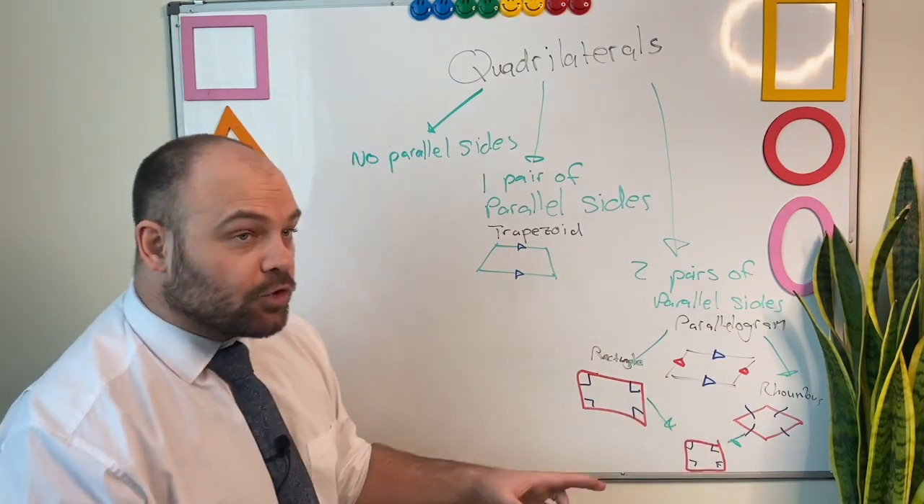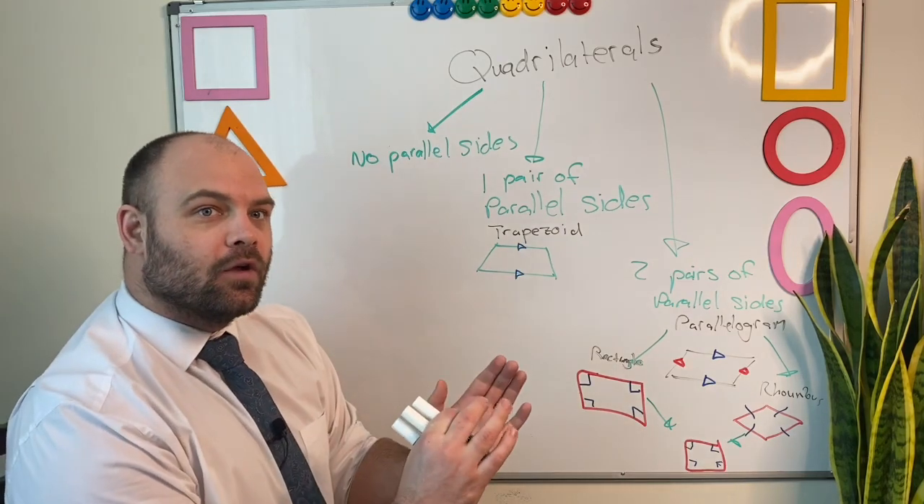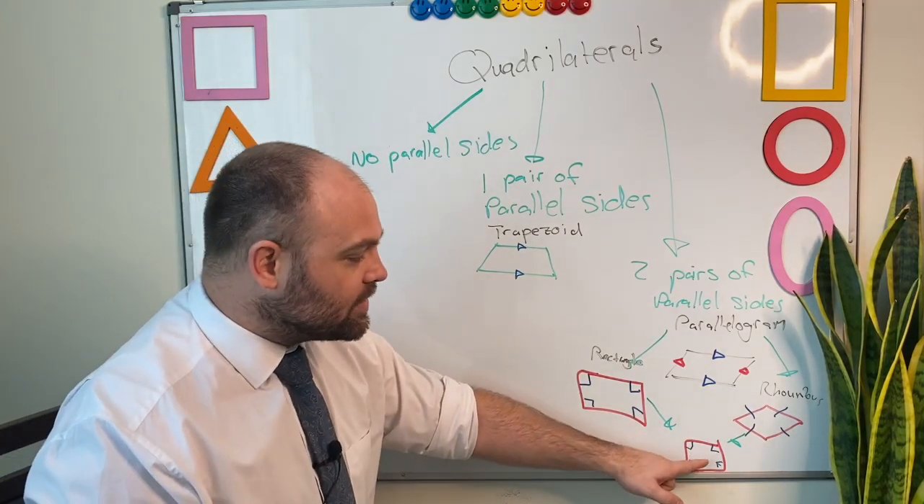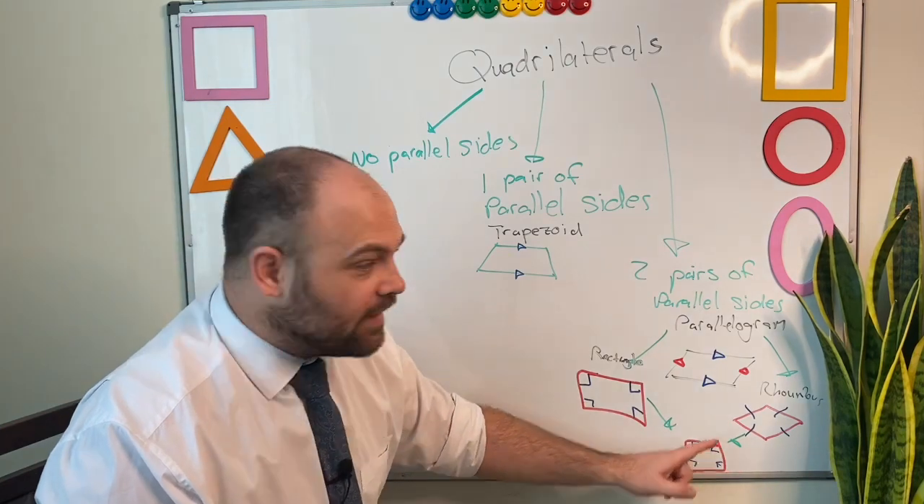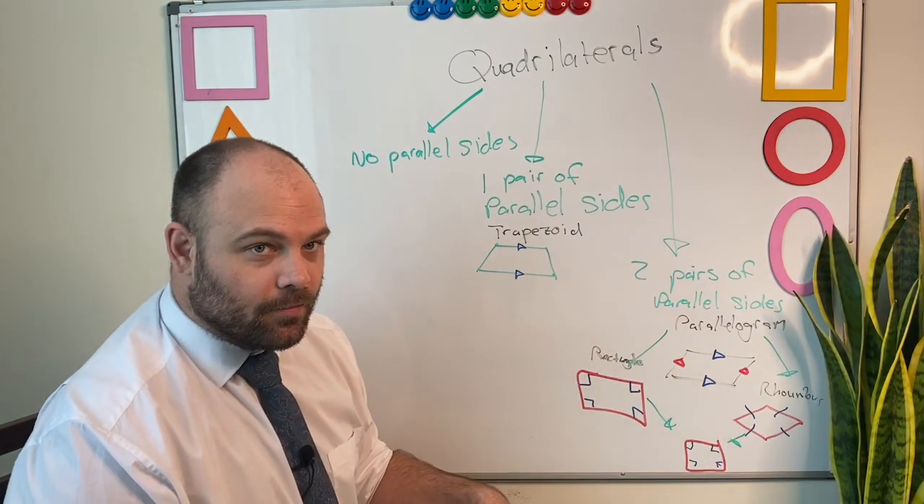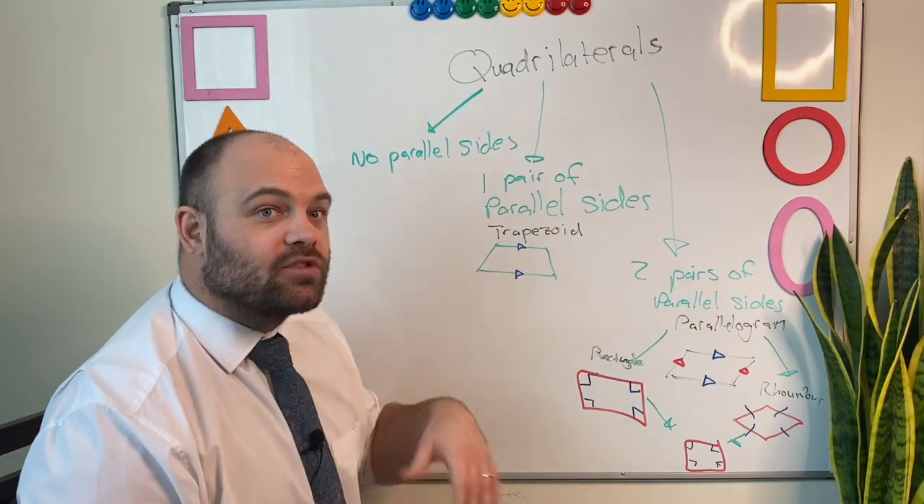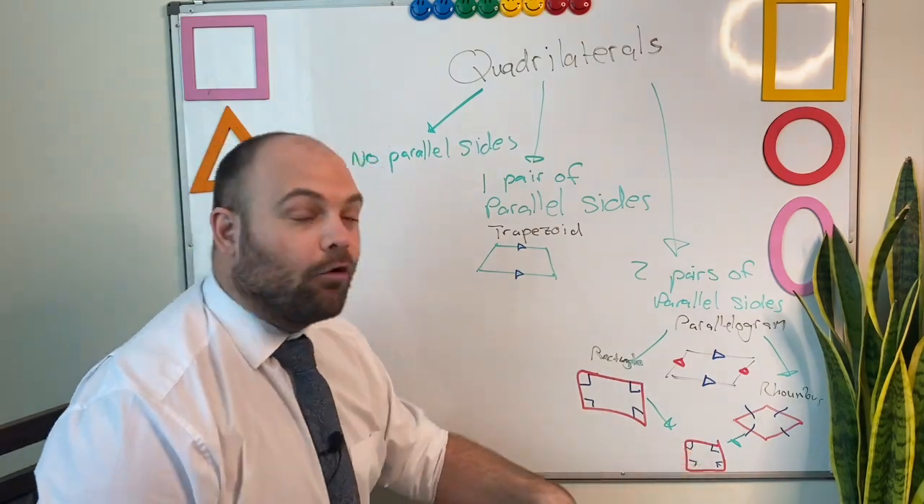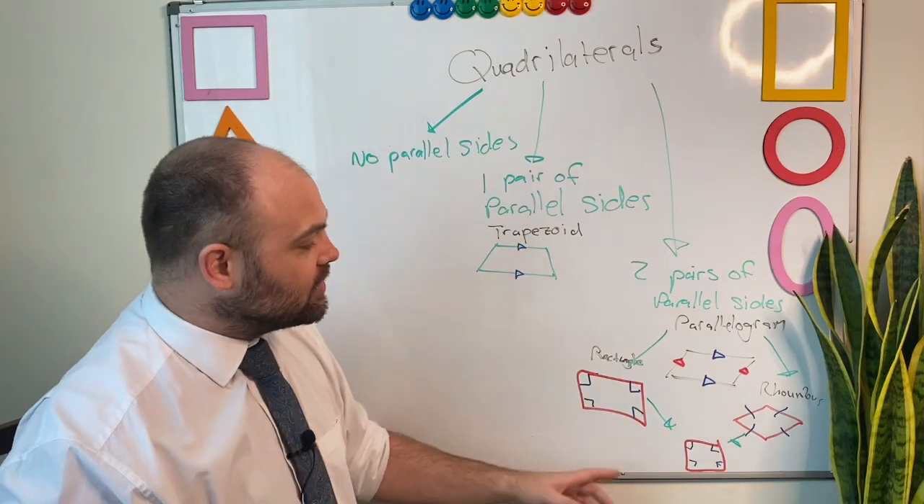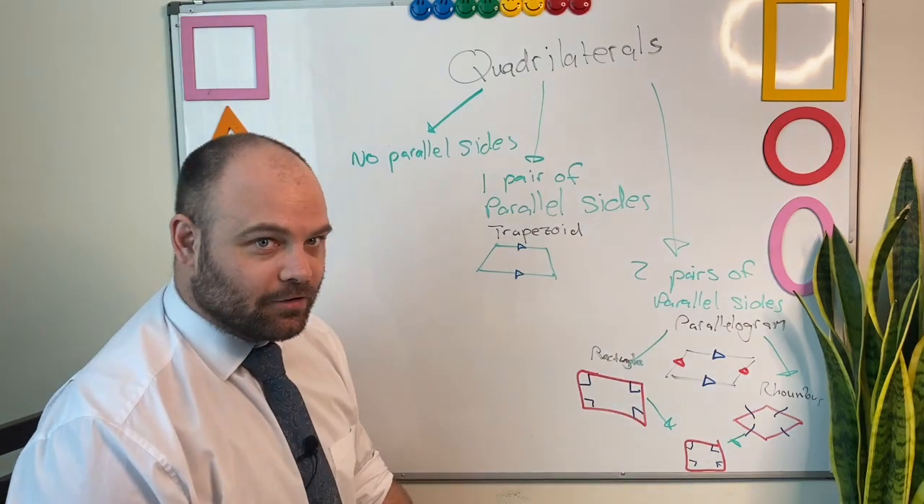A rhombus can also be a square if it happens to have 4 right angles, but a square is always a rhombus, because a square always has 4 equal sides. A square is always a type of rhombus. Because a square always has 4 right angles, it is always a type of rectangle.